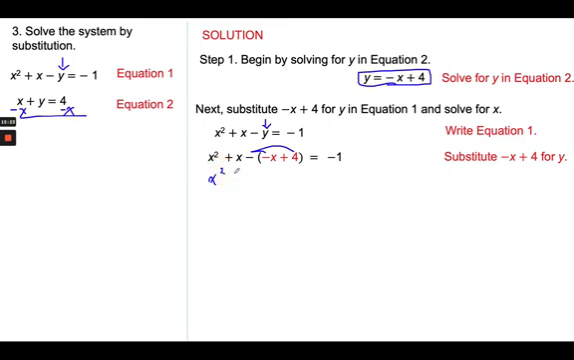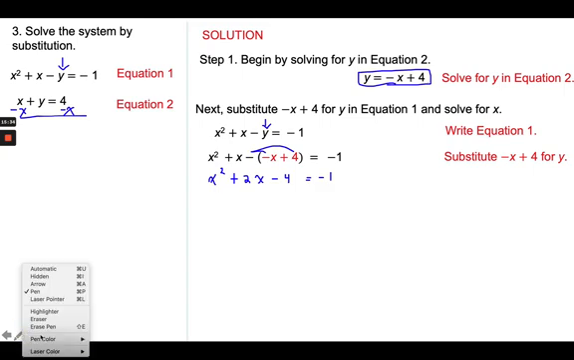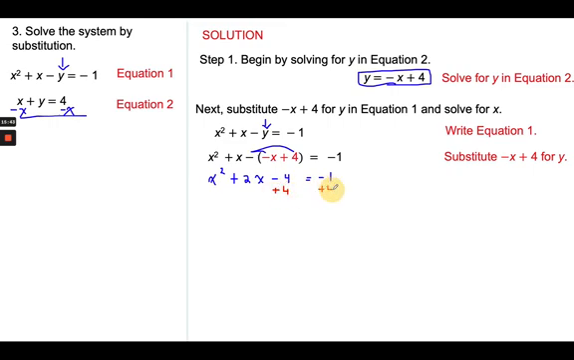x squared plus 2x minus 4 is equal to negative 1. When I get here, I am going to solve using completing the square. Once again, you do whichever method you like. I just want to show you different methods. So that is x squared plus 2x is equal to 3.